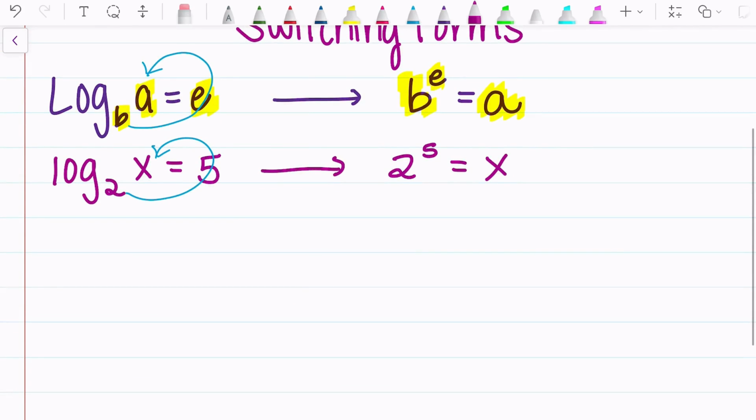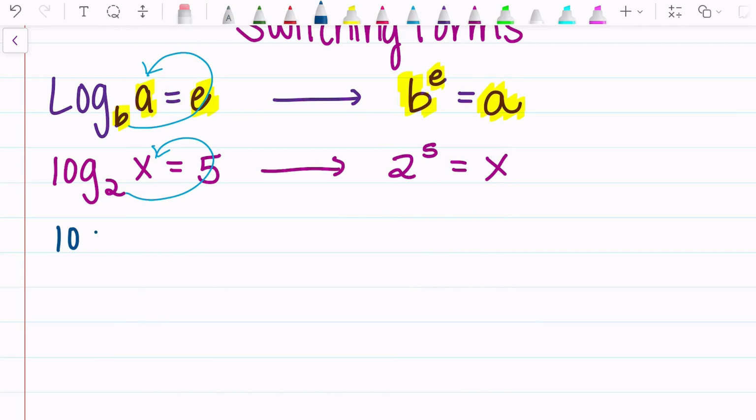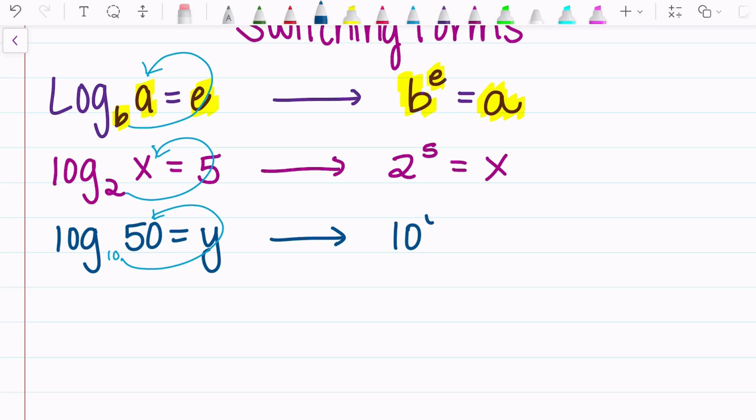All right, if you are given a log that does not have a subscript value, let's say I have the log of 50 is equal to y. When you don't see a number there, there's really a 10. It's just an invisible 10. And so then you would do the swoosh, and this would end up being 10 to the y is equal to 50.